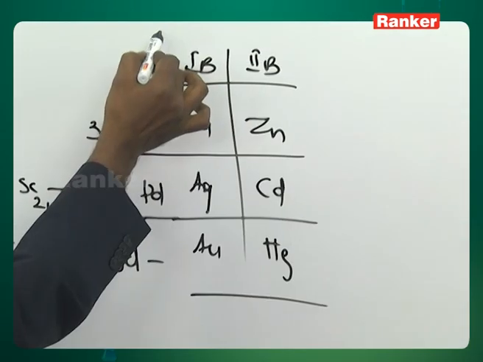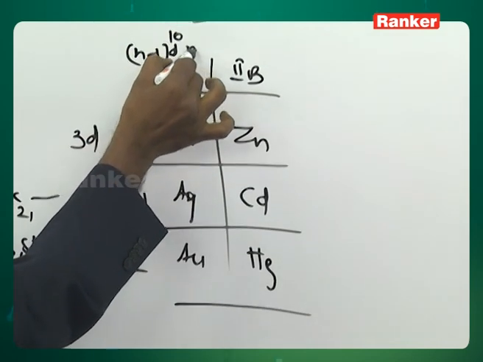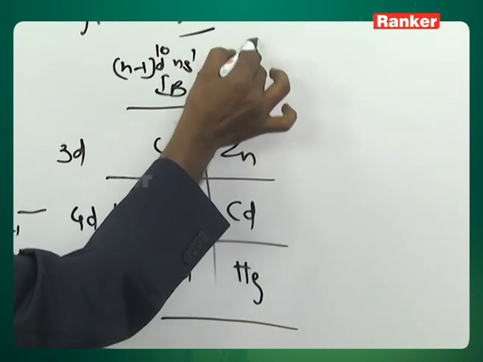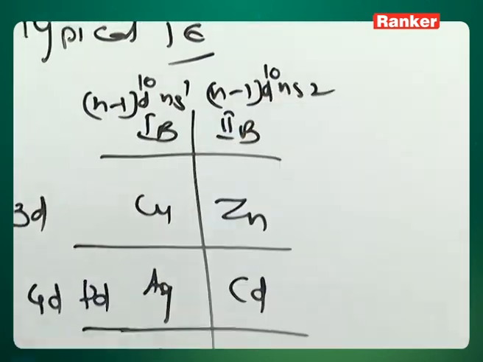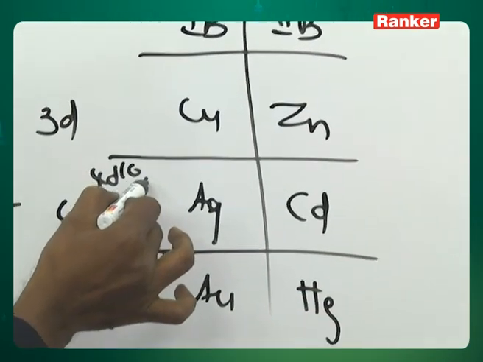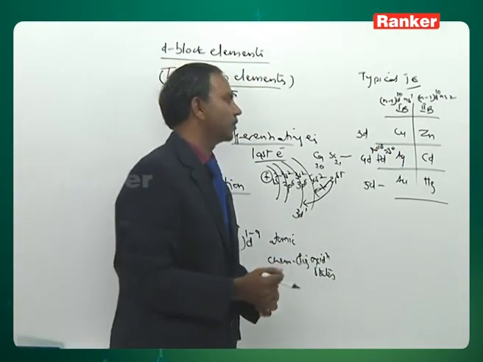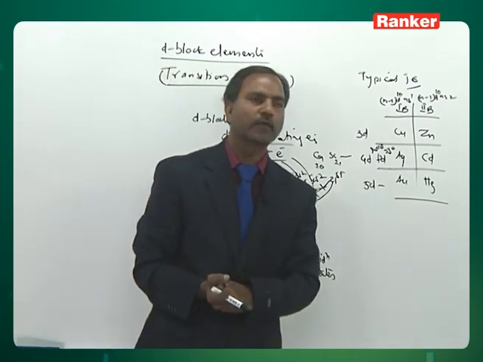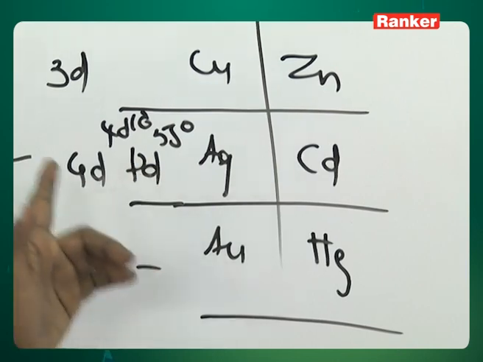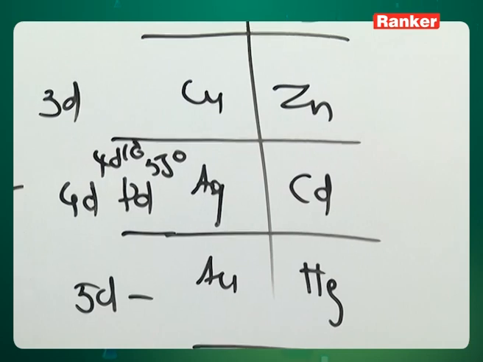The electronic configuration of copper is (n-1)d10 ns1. Zinc is (n-1)d10 ns2. Coming to palladium, remember the configuration is 4d10 5s0. Now what do you understand from this? Looking at these 7 elements, observe that they are carrying fully filled d orbitals in their atomic state.